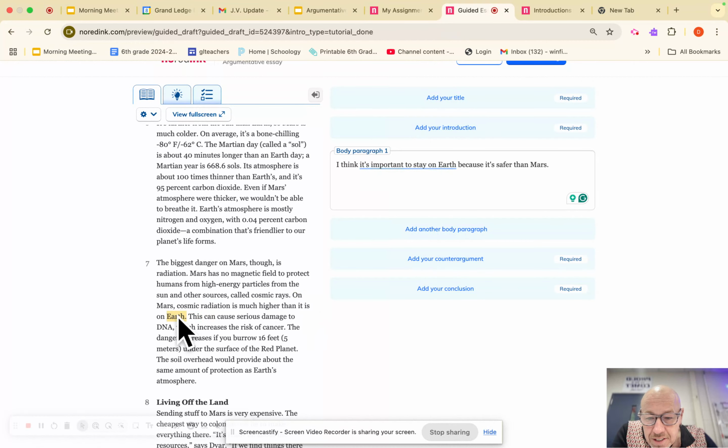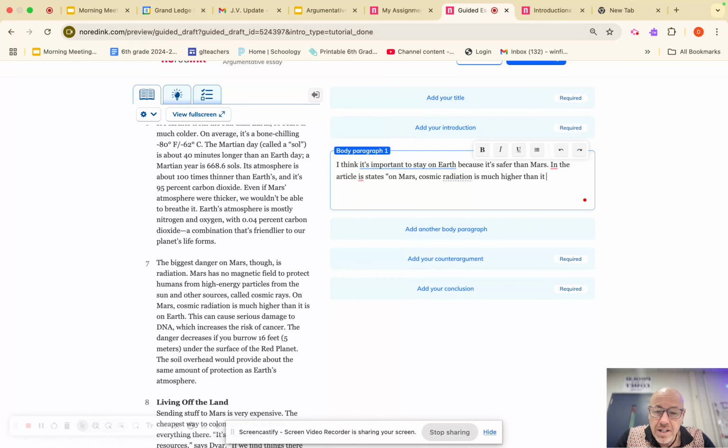I'm going to take this exact fact right here, and I'm going to say, in the article, it states, boom. And there is no red ink on flow quotes as well as dialogue quotes. But look how I'm going to take this information right here and just put it right into my paper. On Mars, cosmic radiation is much higher than it is on Earth. And then I'm going to put my punctuation inside, and boom.